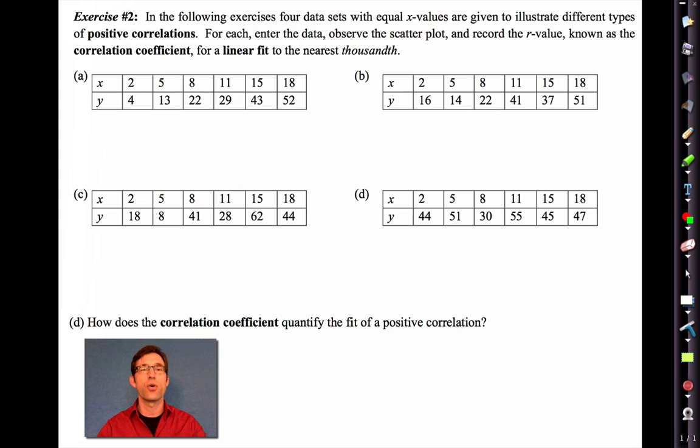So we're going to do a linear correlation, although quite frankly, what we're not going to care about today at all are those linear equations. We're just going to care about the r value to the nearest thousandth. That might seem like some extreme rounding, but you'll see why. To the nearest thousandth, and we want to look at the scatter plot. So let's enter some data.